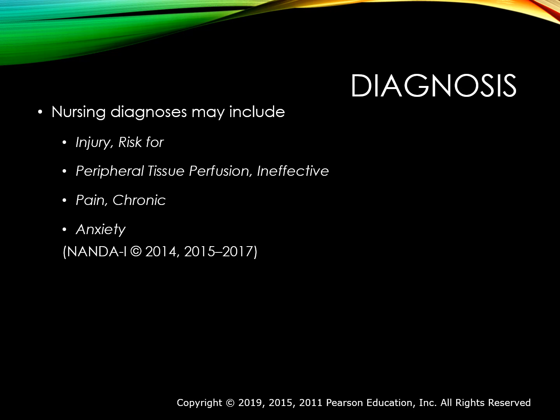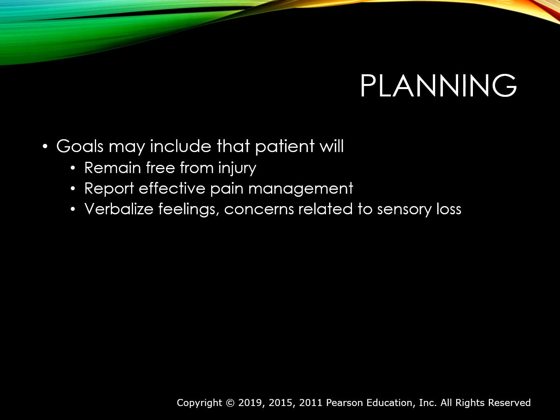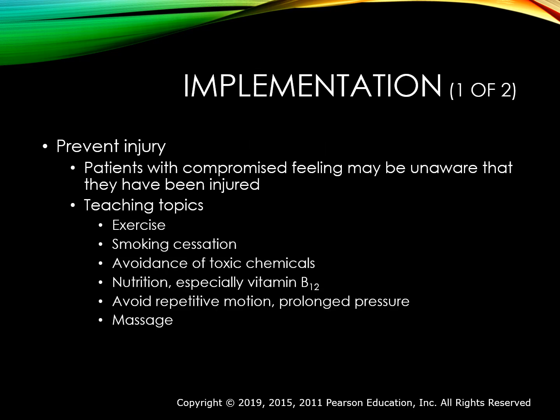Your nursing diagnoses using NANDA: risk for injury, ineffective peripheral tissue perfusion, chronic pain, and anxiety. And that's not all of them. Goals: remain free from injury, report effective pain management, and verbalize feelings and concerns related to sensory loss. And you could have put other things in there, like adhering to a proper diet, losing weight, exercising. There's many things you could put. Prevent injury. Ensure patient safety. Patients with compromised feeling in the extremities may be unaware that they have sustained an injury.